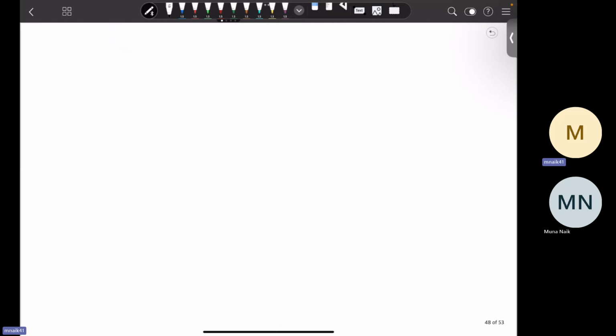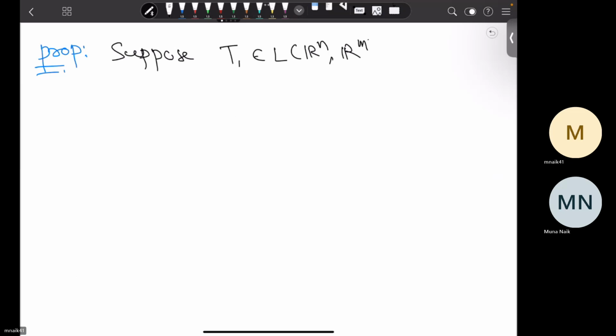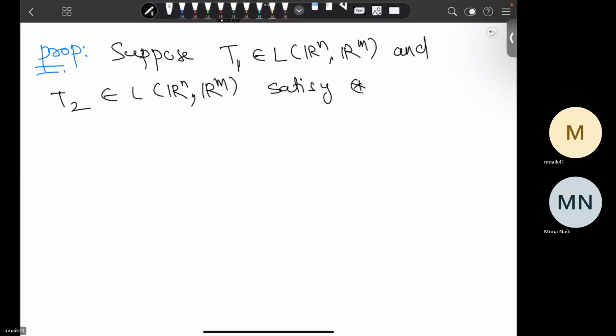So let us write that proposition. Suppose T1 belongs to L(Rn, Rm) and T2 belongs to L(Rn, Rm) satisfy star of the previous page.